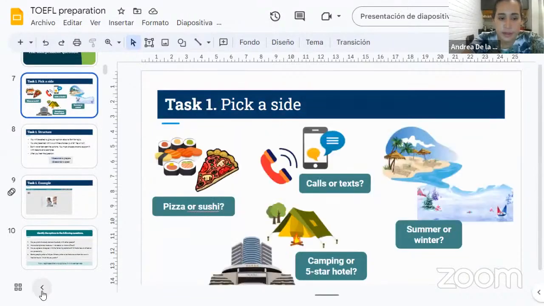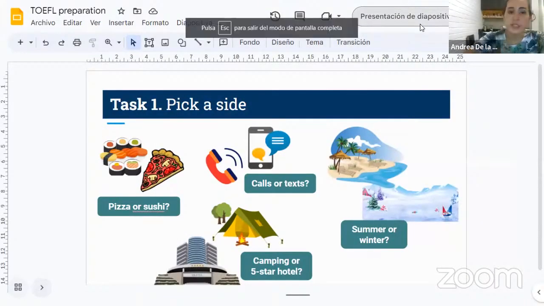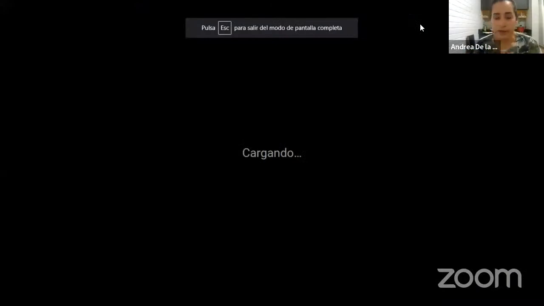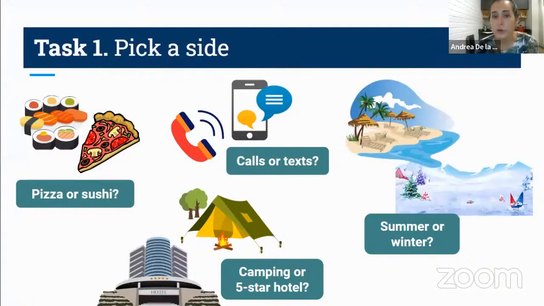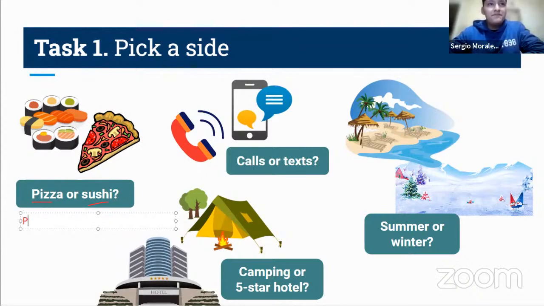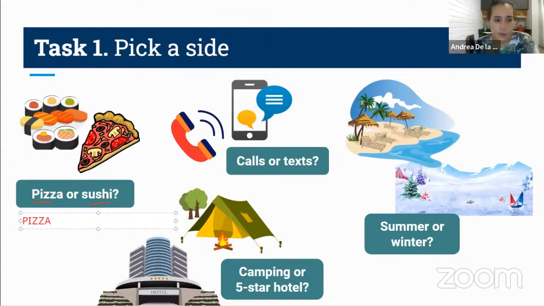Okay, guys. Now, task number 1, which is the independent question that we're going to see today, is kind of like this. We're going to do an exercise right now. For example, you have a few images in here and you have a few questions. Let's say I ask you, Sergio, do you prefer pizza or sushi? What would you say? Pizza. Okay, great. So do you see how Sergio just answered the question directly? I prefer pizza. That's it.